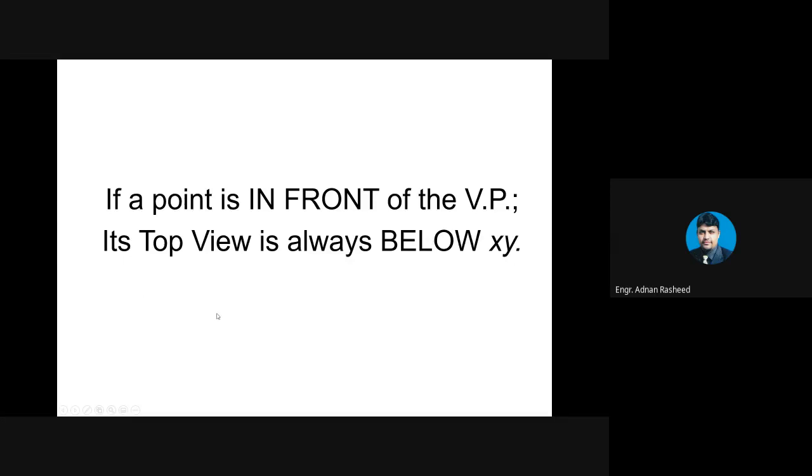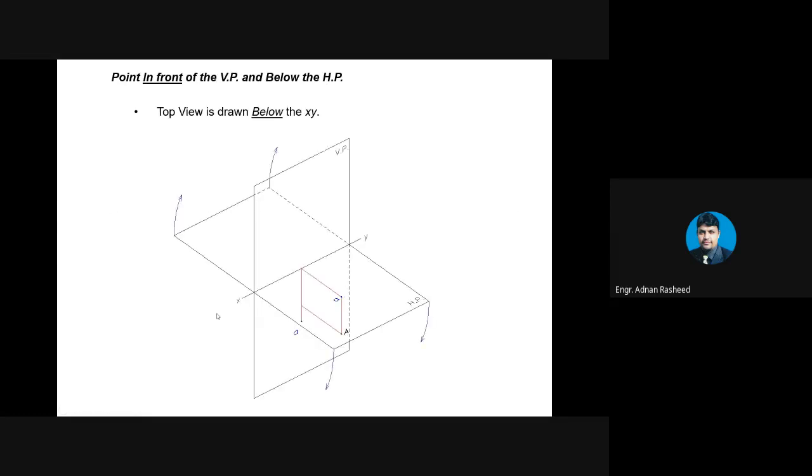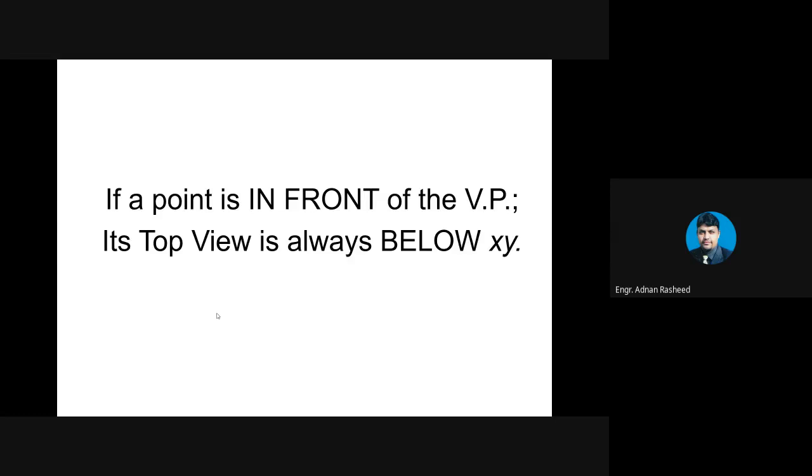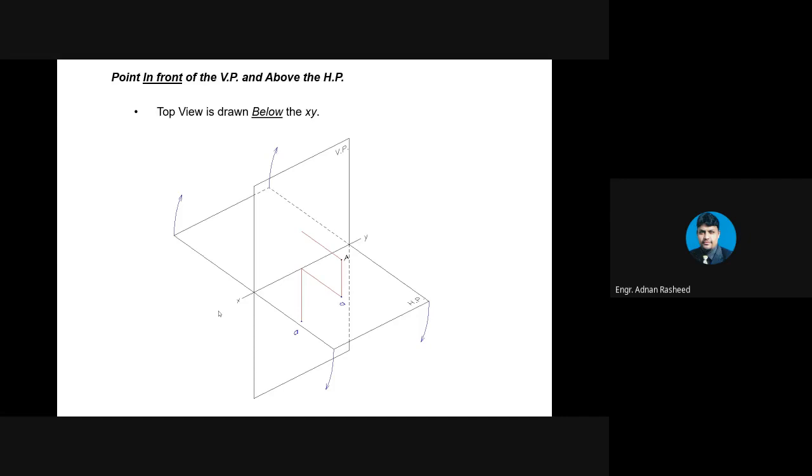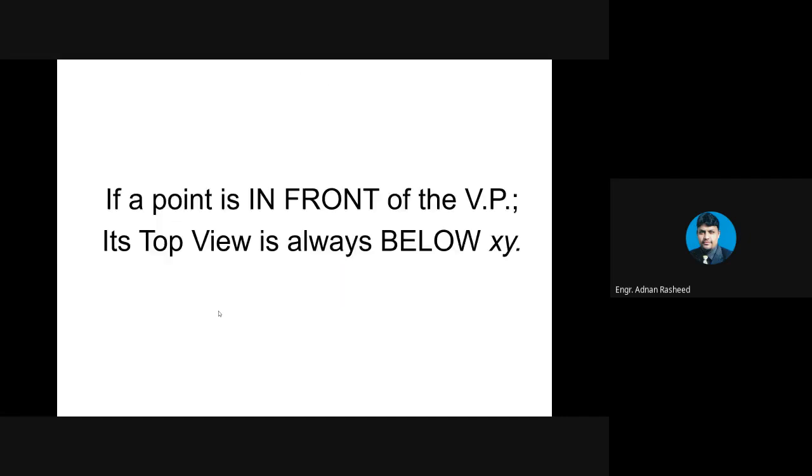These are some points that you must understand or memorize. Again, I will repeat the previous ones. If a point is above the horizontal plane, its front view will be above the XY line. If a point is below the horizontal plane, its frontal view will be below the XY line. And if a point is within the horizontal plane, its frontal view will be on the XY line. Now, when the point is in front of the vertical plane, its top view will always be below the XY line.